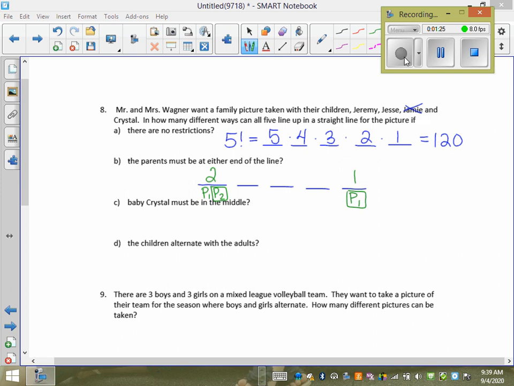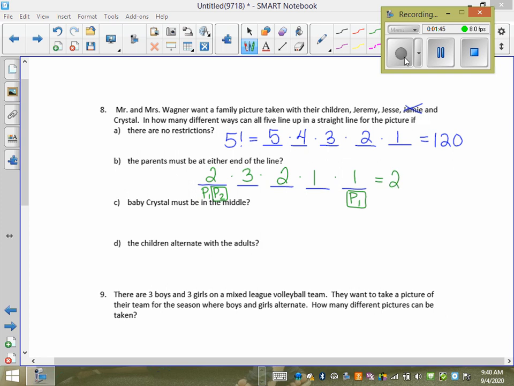Then how many options do we have for this blank? 3. We have the 3 children, correct? And then we have 2 children because we leave them behind, and then we have 1. So it's 2 factorial, or 2.